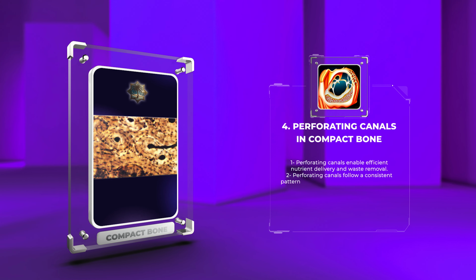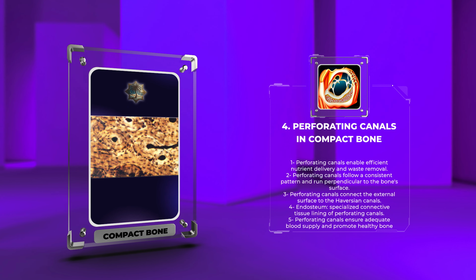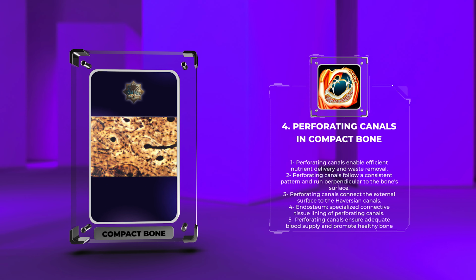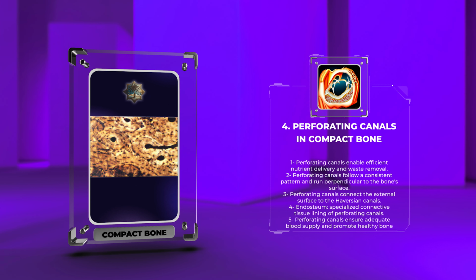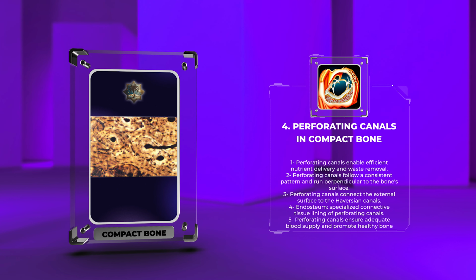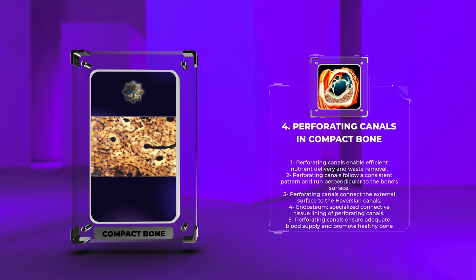Perforating canals, as mentioned earlier, provide avenues for blood vessels, nerves, and lymphatics to penetrate the compact bone. These canals are lined with endosteum, a specialized connective tissue layer that covers the inner surfaces of bones. The presence of perforating canals enables efficient nutrient delivery, waste removal, and regulation of bone tissue metabolism.